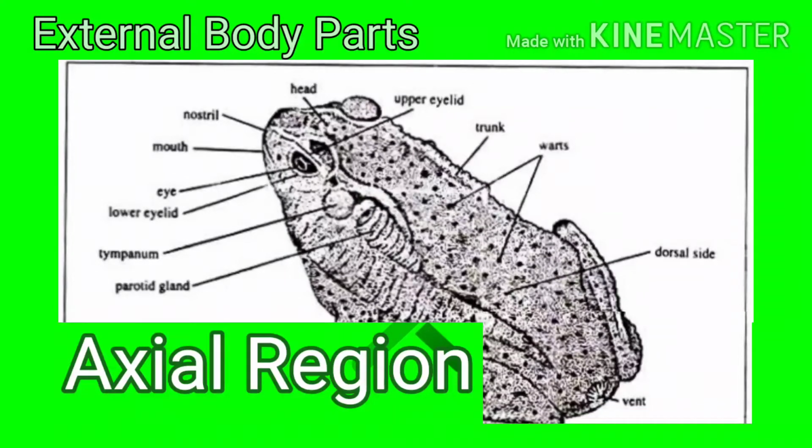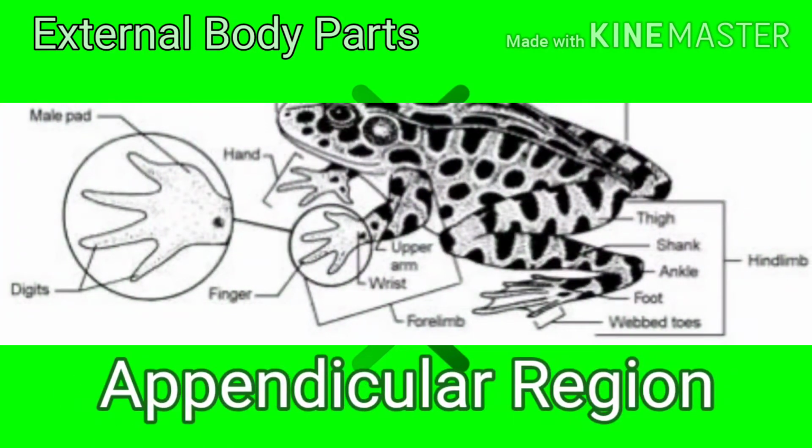And the abdominal or lumbar region is the posterior half. The ventral portion is the abdominal, while the dorsal is the lumbar region. And at the posterior end of the trunk, we can locate a small opening called the anus. Let's now move to the appendicular region, which is composed of the forelimbs and the hind limbs.